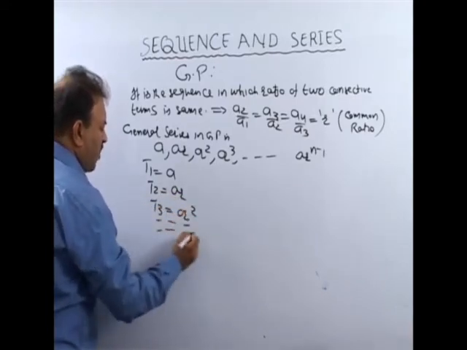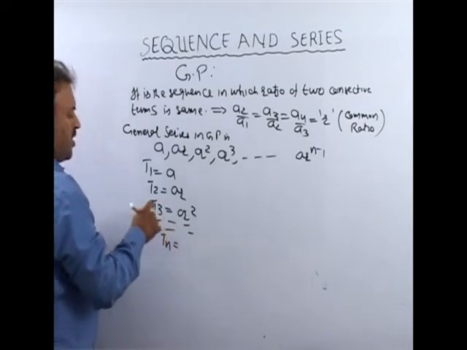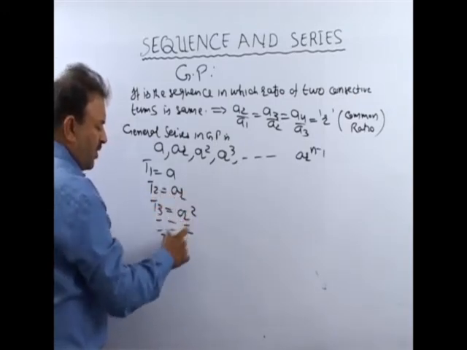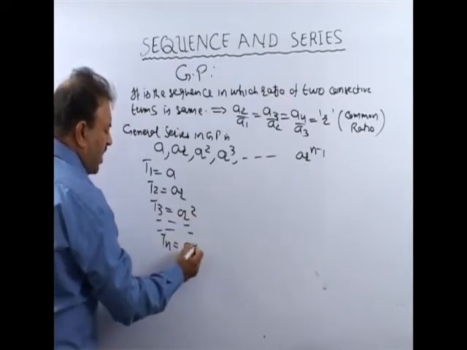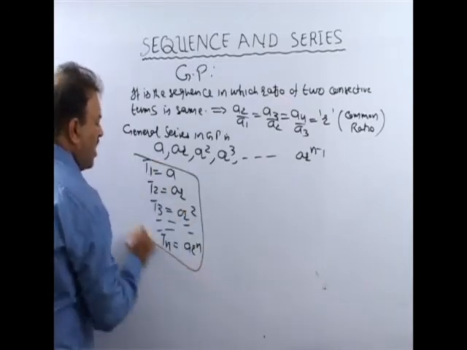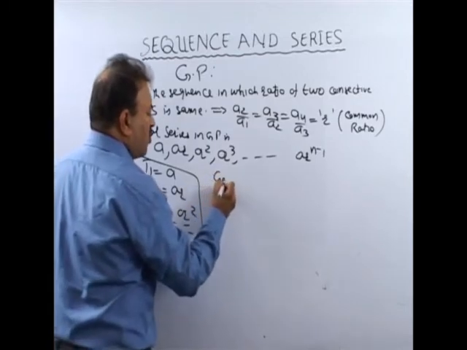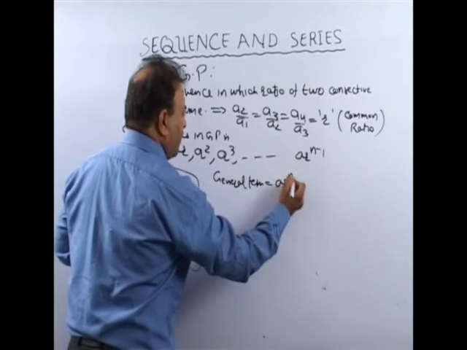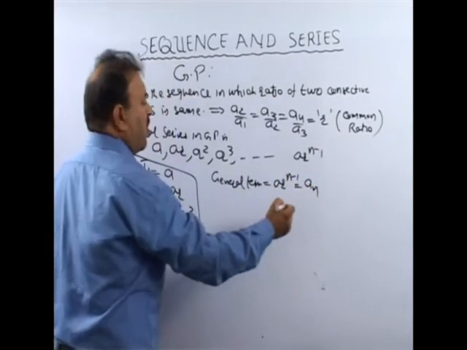If you ask me what is Tn, here the second term has R to the power 1, T3 has R to the power 2, so Tn will be AR n minus 1. And it is also called the general term. General term is AR n minus 1, denoted by An or Tn.